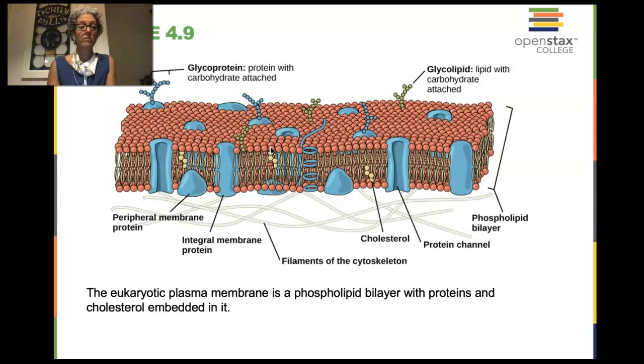Other markers that can be on eukaryotic cell membrane surfaces include glycolipids. Glyco tells you it is a sugar, and lipid is a lipid, so it's a lipid with a carbohydrate. A glycoprotein is a protein with a sugar attached.